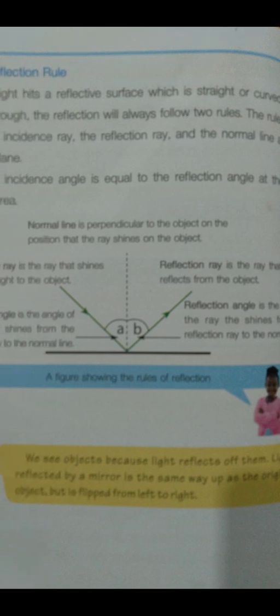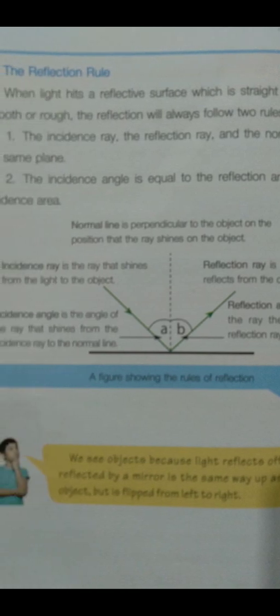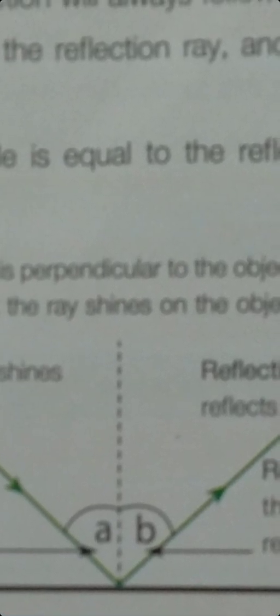The rules are the incidence ray. This line is called the incidence ray. The reflection ray is this line here. And the normal line, the line in the middle. The incidence ray, the reflection ray and the normal line are on the same plane.